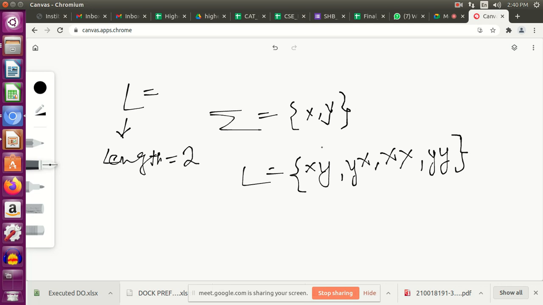And do not get confused between this XY and YX. These two are different. Just like when I say I eat, and if I say eat I, these two are different, right? The sequence in which you are arranging your words are different. Similarly, here also XY is different from YX, and so is XX and YY. So, this will be your output language, which contains all the strings of length 2 over the alphabet set X, Y. Clear?